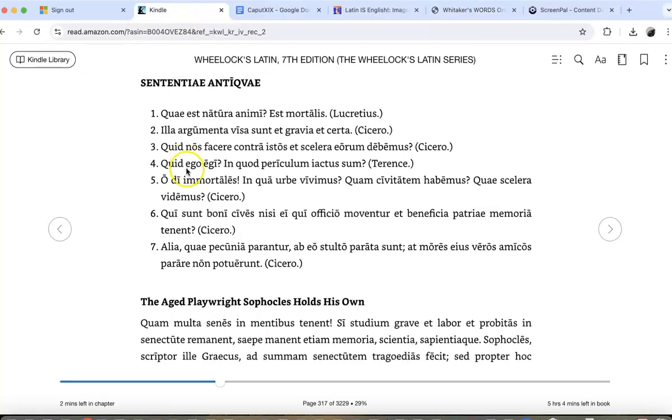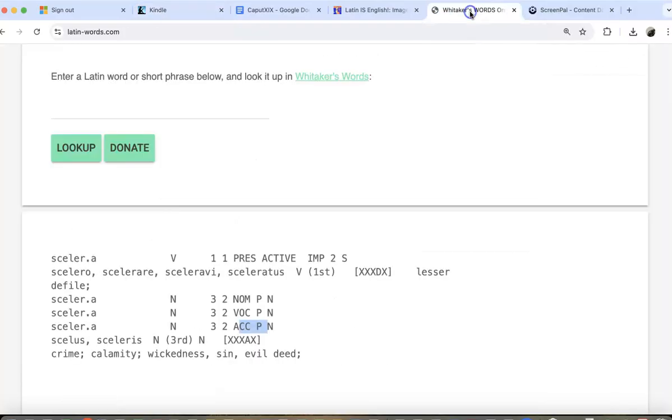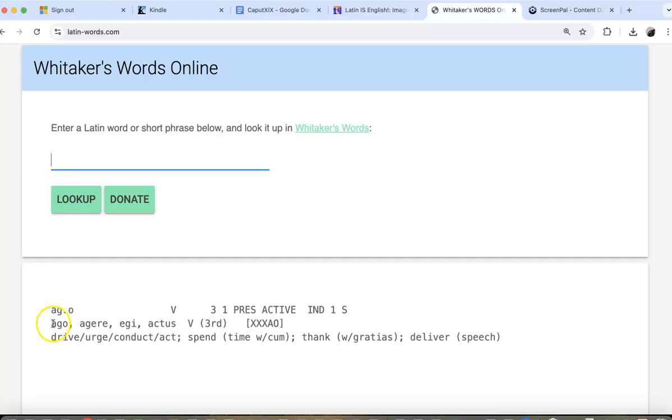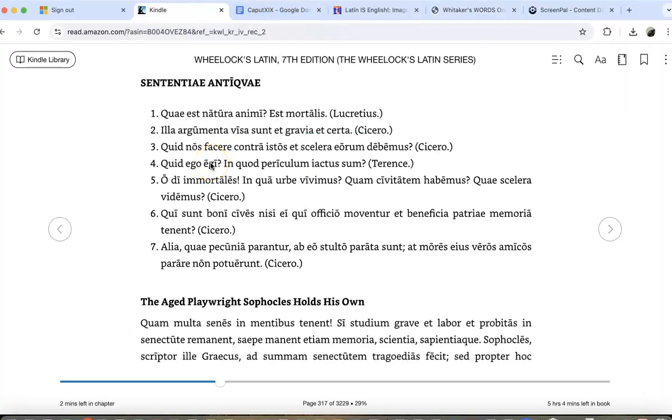Okay, moving on here. Agi. So this is a good one where we can review our basic grammar here. So we have ago, agere, egi, actum. So we need to learn our principal parts. So I'll just put in the first person present singular: ago, agere, egi, actus. So the egi, which is the third principal part, is the perfect form of the verb. And sure enough, that's what we have here. So quid ego egi simply means what have I done? So let's write that down.